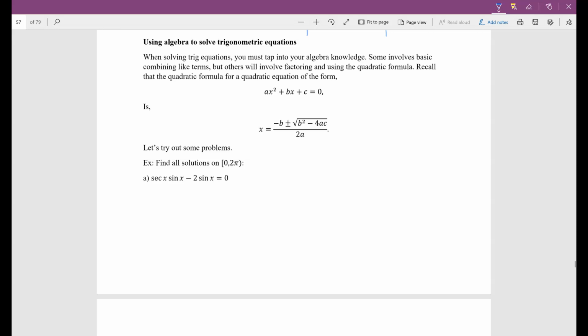Continuing with trig equations, we will continue solving these trig equations using our algebra knowledge. Some of the things that I want you to recall is factoring. So make sure that you know some basic factoring.